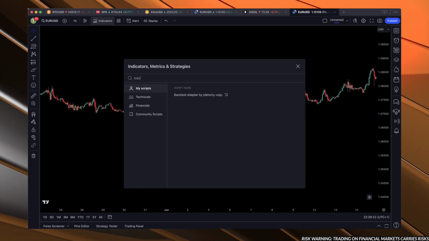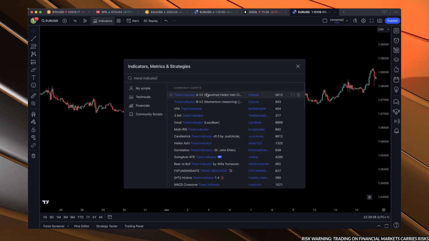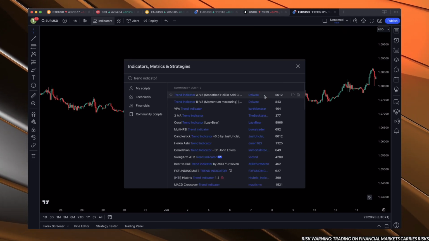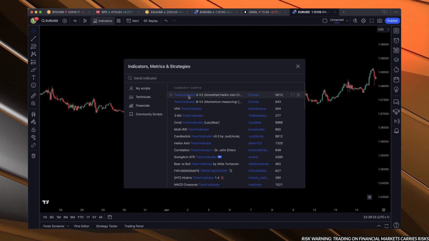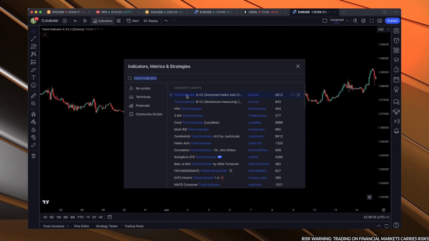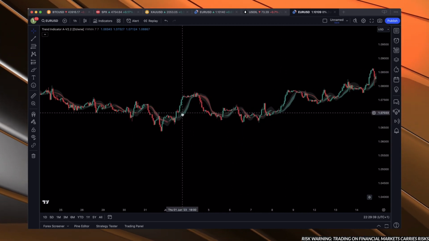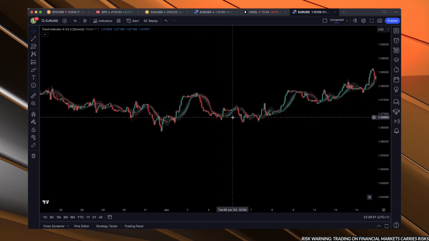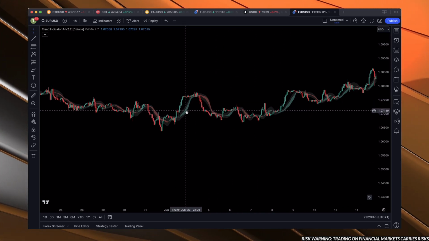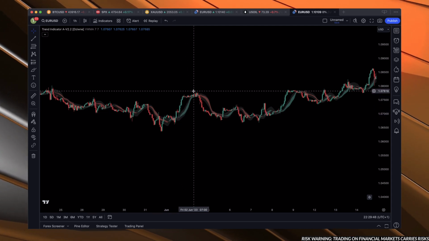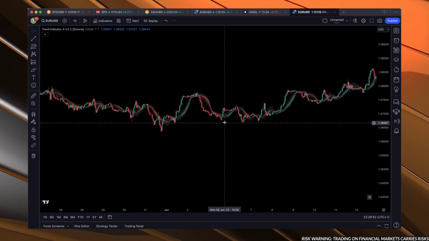First one will be a trend indicator created by the author Dziwne. So it is a version 2, smoothed Heikin Ashi, and so on and so forth. Trend indicator, hit that and it will be added onto the chart. As you can see, it is kind of a moving averages version, but with a different visualization. You can see that it has the green section, and a red section when the market is falling.